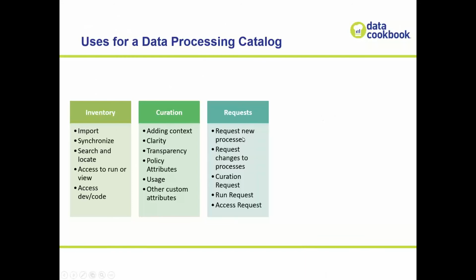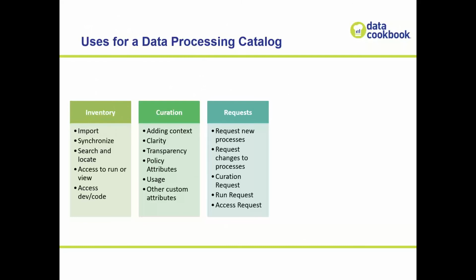Right. The next thing in the processing catalog is requests. So if I'm looking at the catalog, I don't see an existing report, or I see a report and I want something to change. I can request a new report, or a change to the report, or I can request curation on the report, or I can request that it gets run, or I can request access to it. These are all things you can request, either from things that you find in the catalog or things that aren't there that you want to have added or changed.